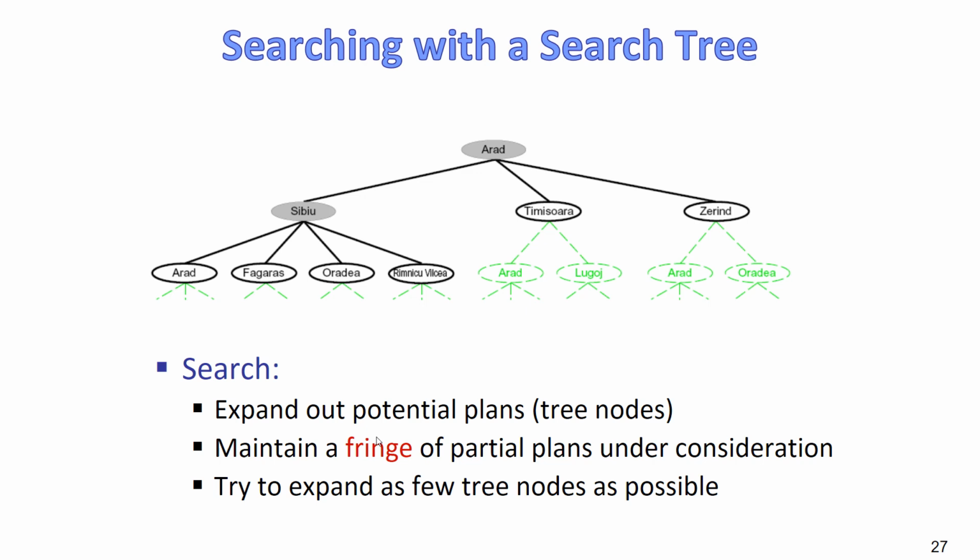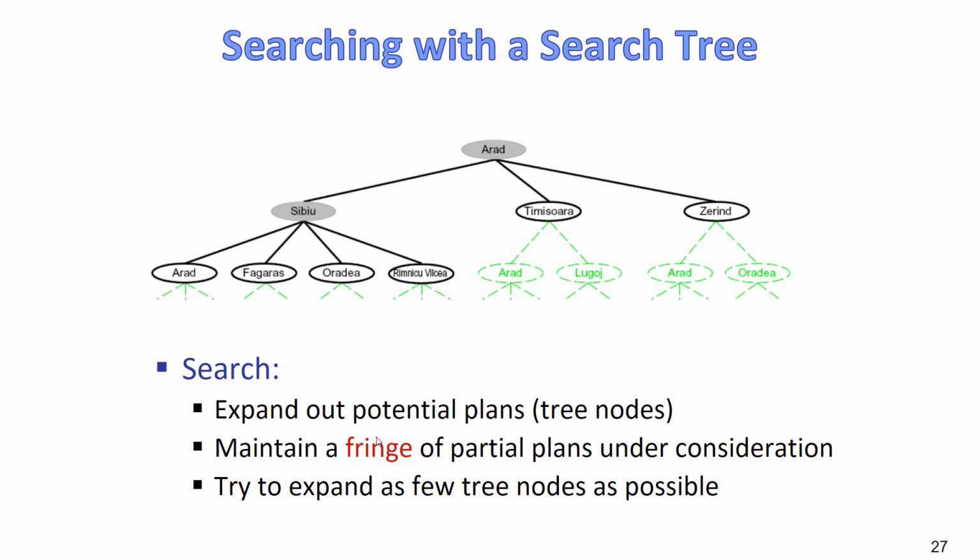Why do we need to expand as few nodes as possible? Because we don't want to spend more time in search. We want to find a solution as soon as we can, which means with the least cost possible. As we expand more nodes, that means that we are taking more time in finding a solution. So that's the general idea. In the next slide, we will see a pseudocode for it.